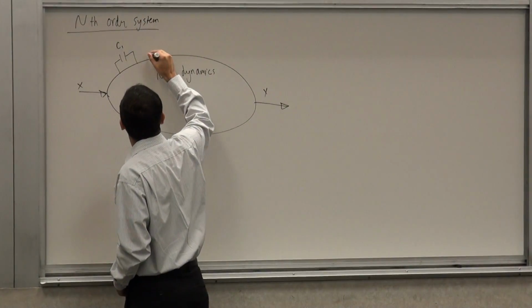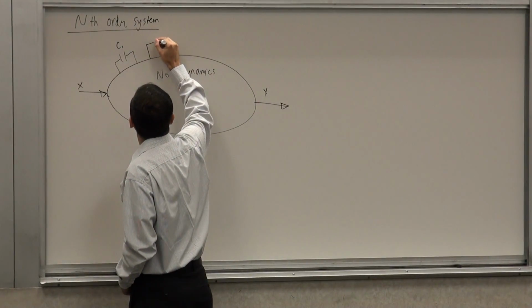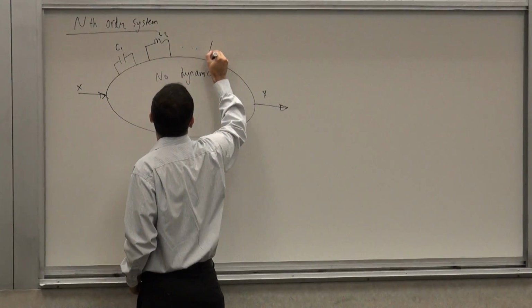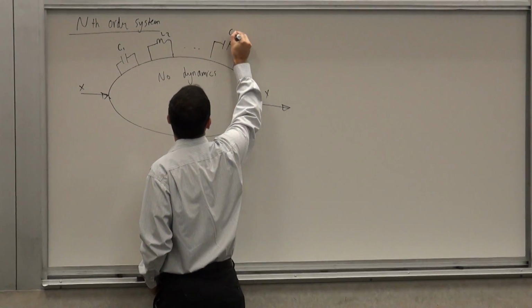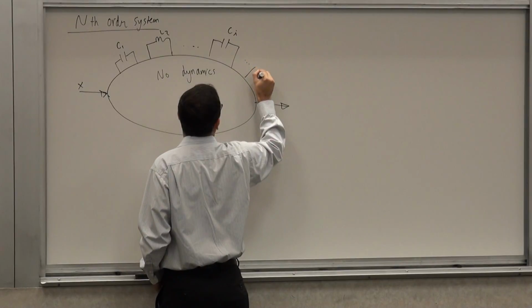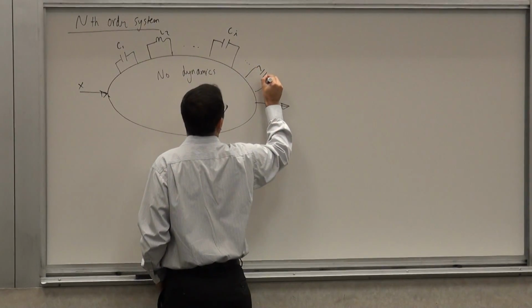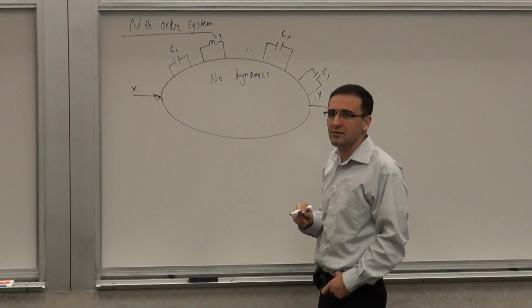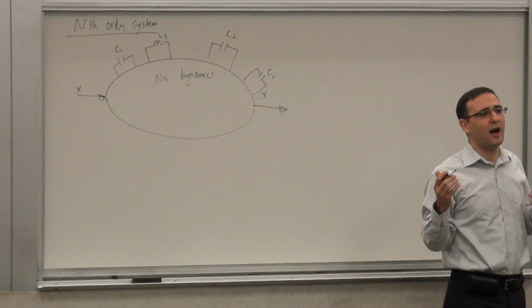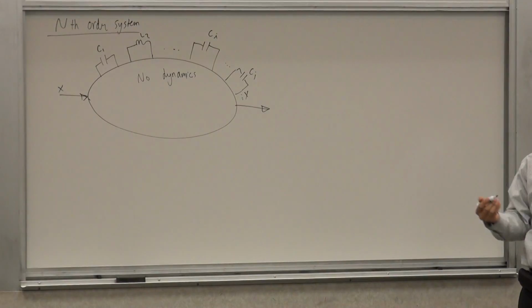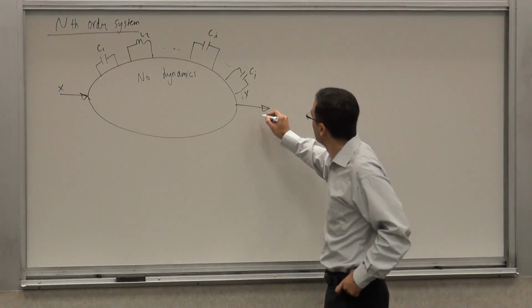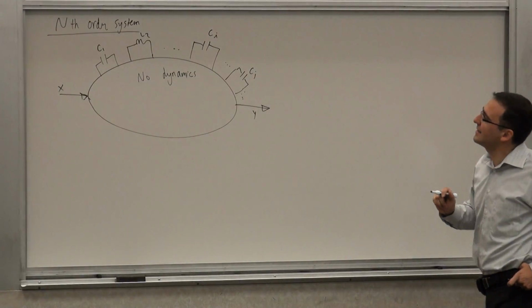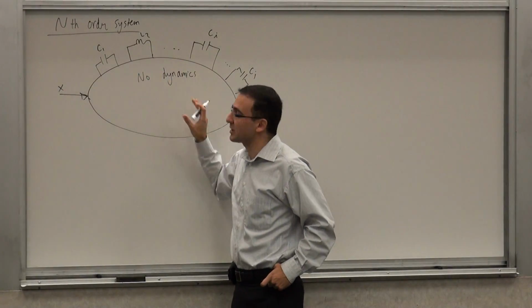So let's take C1. In general, this could be like L2. We have a CI, CJ, etc., all the way to CN and LN, right? So in general, that's how a system with n energy storing elements looks like. So you have an X and a Y output. And the system inside this box doesn't have any dynamics.